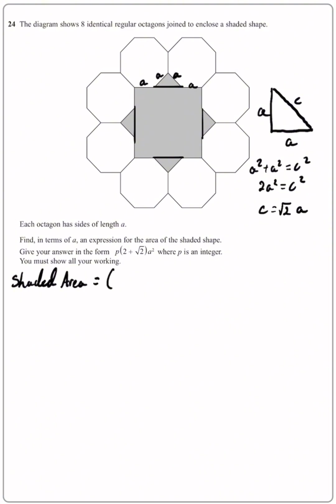So the area of the whole square that we've carved out is going to be the a's added together plus root 2 a, all squared. And then to get the whole shaded region, we need to add 4 of these triangles, which is going to be half times base times height, half times a times a. So there's a complete expression for the shaded area.